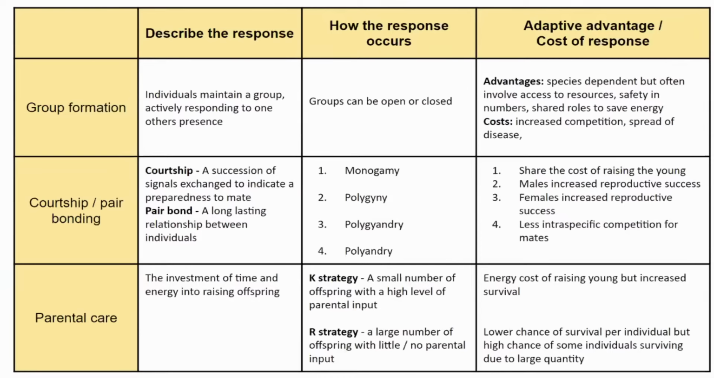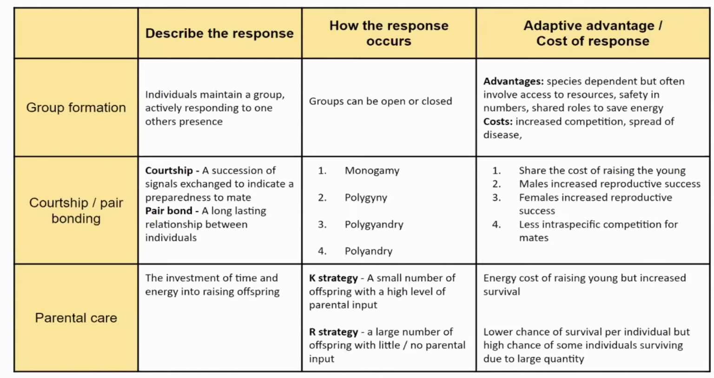Then you've got the polygyny relationship, which is when a male may breed with multiple females, so increase reproductive success. The polyandry relationship, which is the vice versa. So each of those comes with their own adaptive advantages. And finally, once they have the offspring, how much time and energy do they put into it?